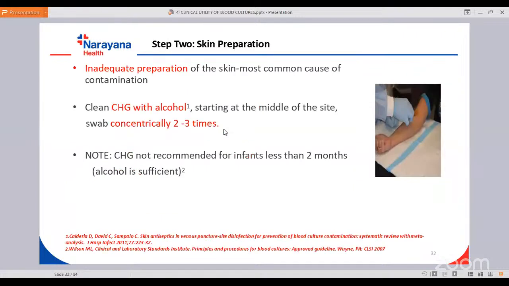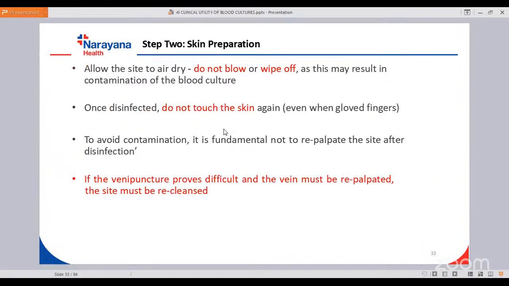Clean with chlorhexidine with alcohol concentrically 2 to 3 times. I always tell my resident doctors: first clean with spirit, followed by chlorhexidine and alcohol 2 to 3 times, concentric. Do not blow and wipe off. I have had technicians who've done the entire cleaning and then blown into that area, and I've landed up growing Klebsiella pneumoniae in blood cultures. So once disinfected, do not touch the skin again. If you have to repalpate the vein, then kindly re-clean.